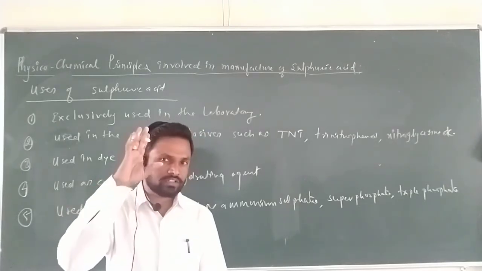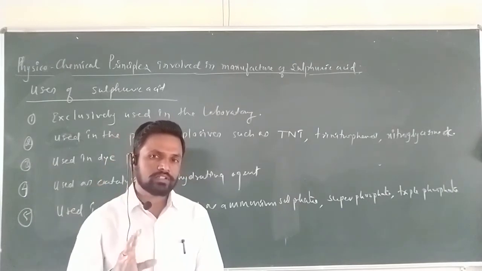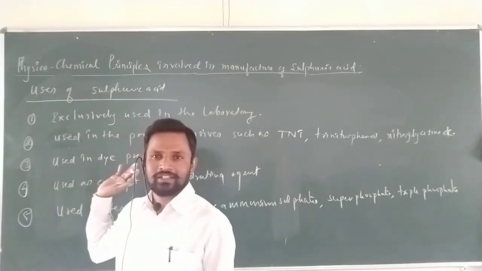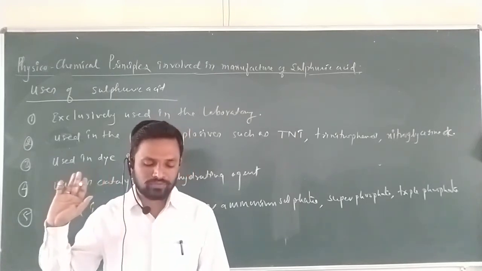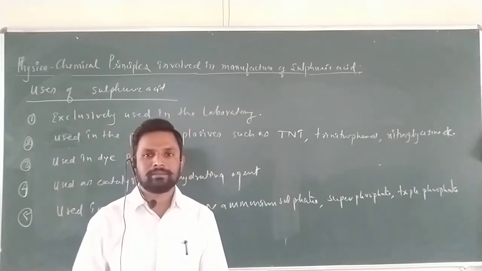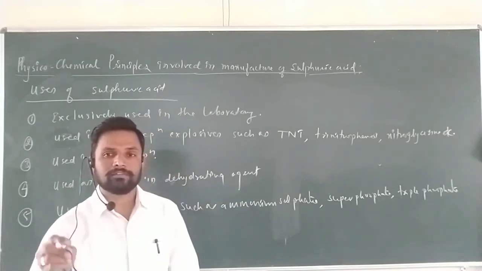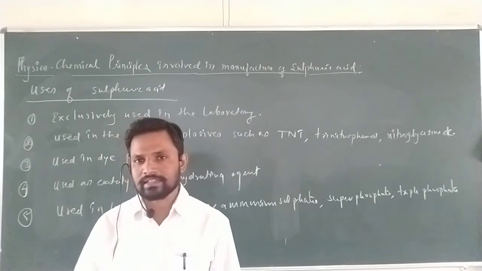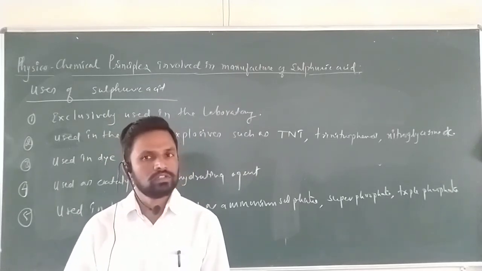Already we discussed in the introductory lecture that the growth of a chemical industry is measured by the utilization of sulfuric acid. Therefore, sulfuric acid is the most basic chemical, which has a lot of applications. So, with this, the manufacture of sulfuric acid by contact process is over.